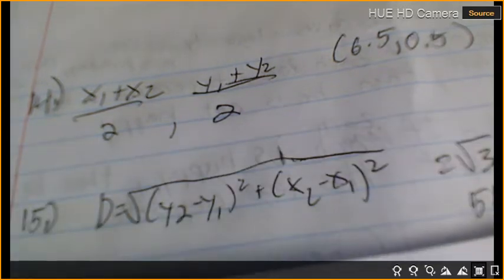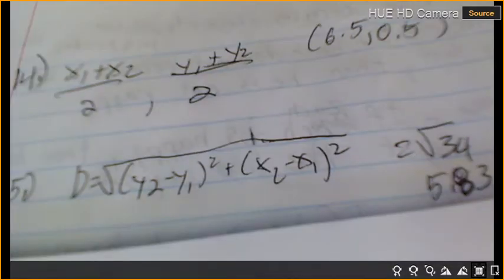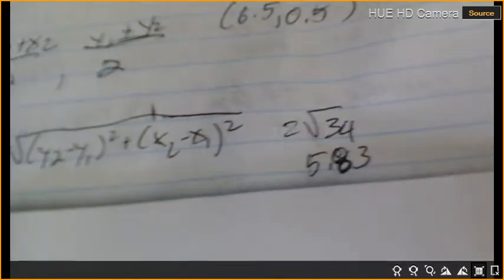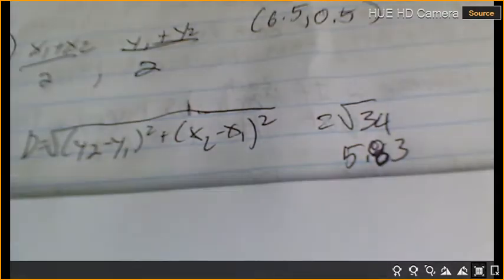Who remembers what the distance formula is? Distance. Yep, y2 minus y1 squared plus x2 minus x1 squared, square rooted. And number 15 is square root of 34 or 5.83. Okay.